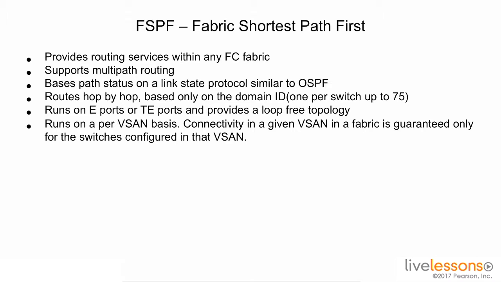The FSPF protocol runs on the E ports, or expansion ports, or the TE ports, or trunking expansion ports, basically the inter-switch links between the devices, and it ensures a loop-free topology. It also runs on a per VSAN basis, so there's one FSPF protocol running for VSAN 1 and another one running for VSAN 2, and they're each keeping track of their own topology, which is why there is a limit to the number of Fibre Channel domain IDs.